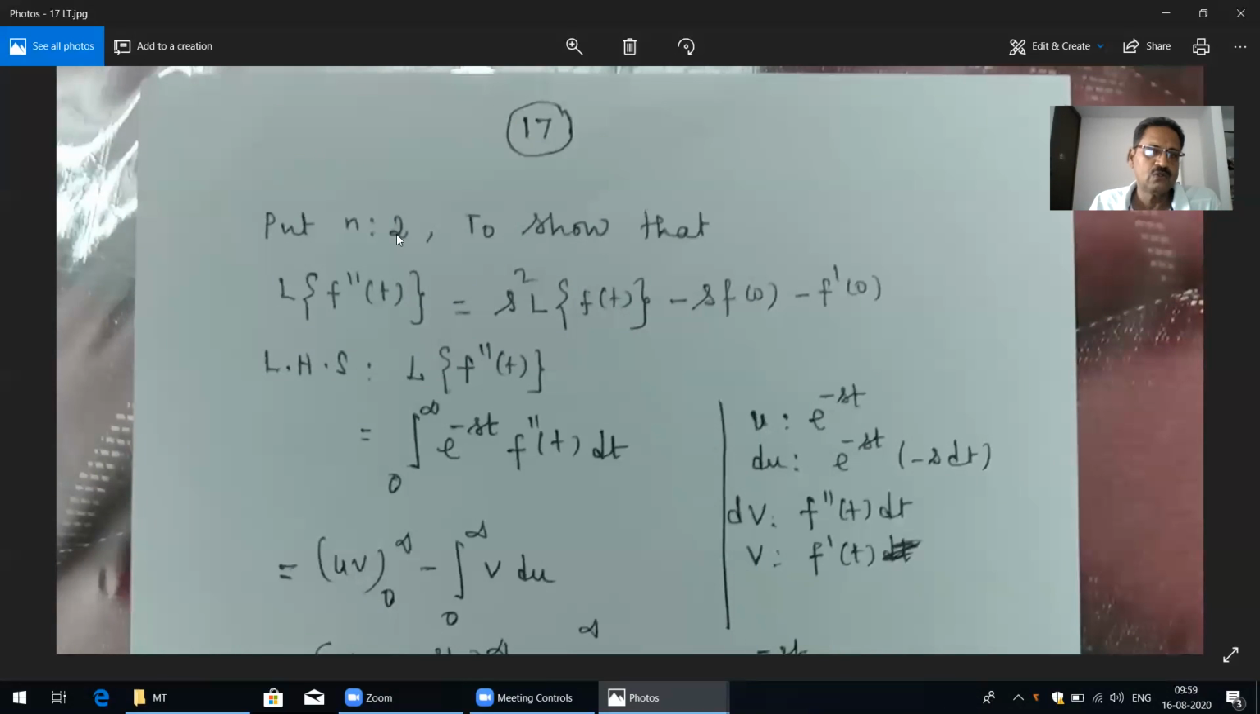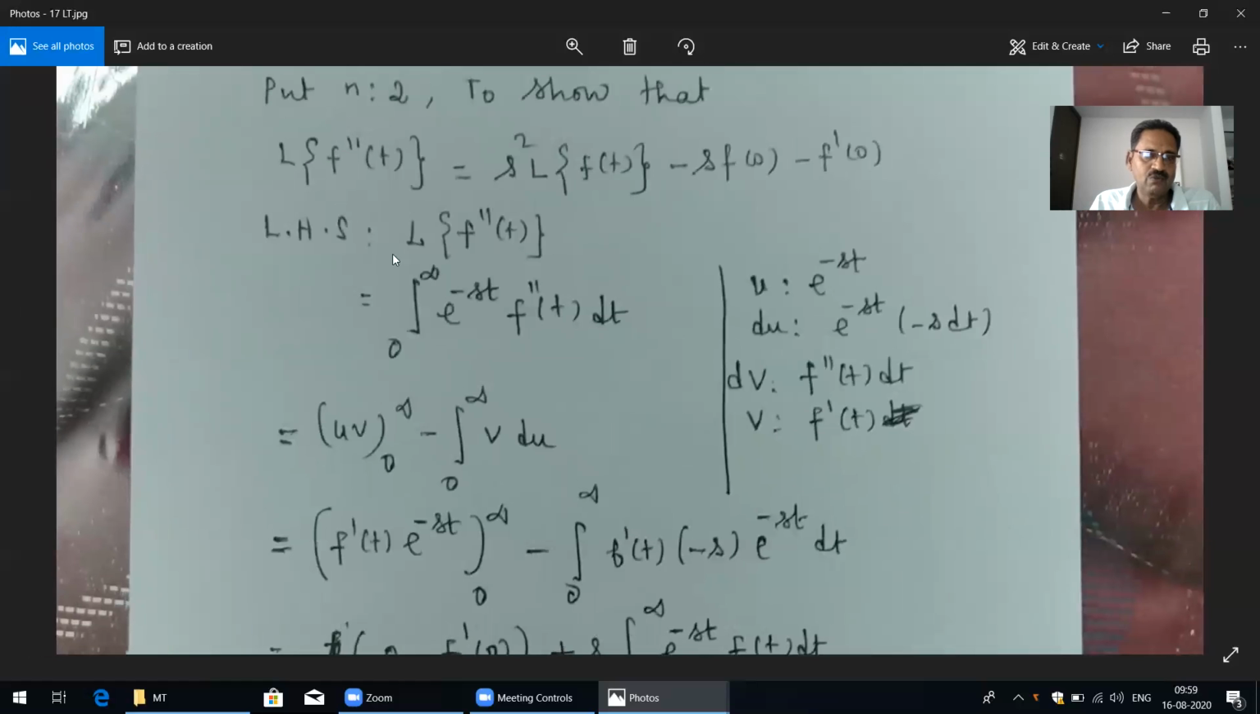Now you put n equal to 2 to show that the Laplace transform of f double dash of t equals s squared times the Laplace transform of f of t minus s times f of 0 minus f dash of 0. This we are going to prove. Now the left hand side is the Laplace transform of f double dash of t, so just replace f of t by f double dash of t.